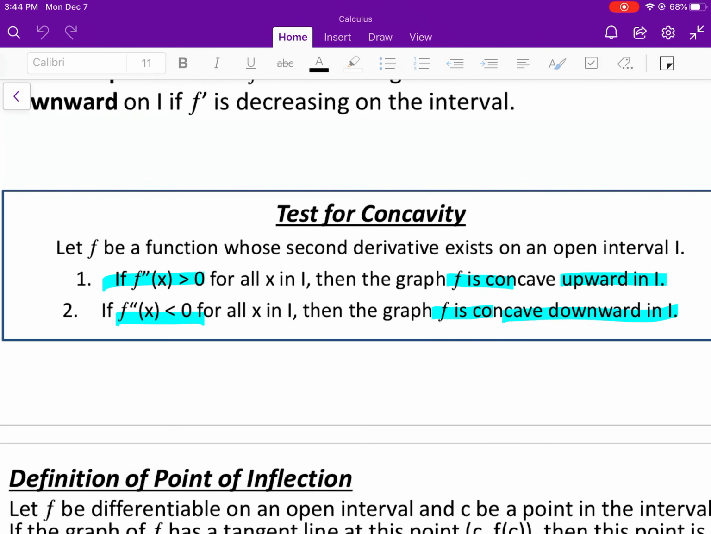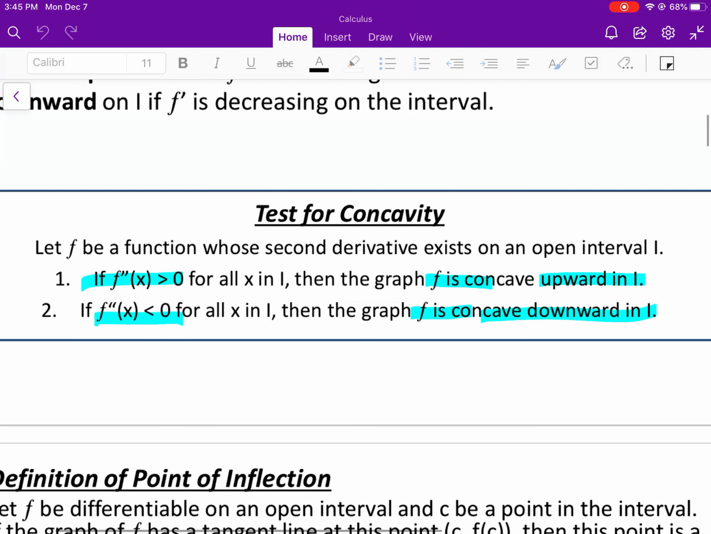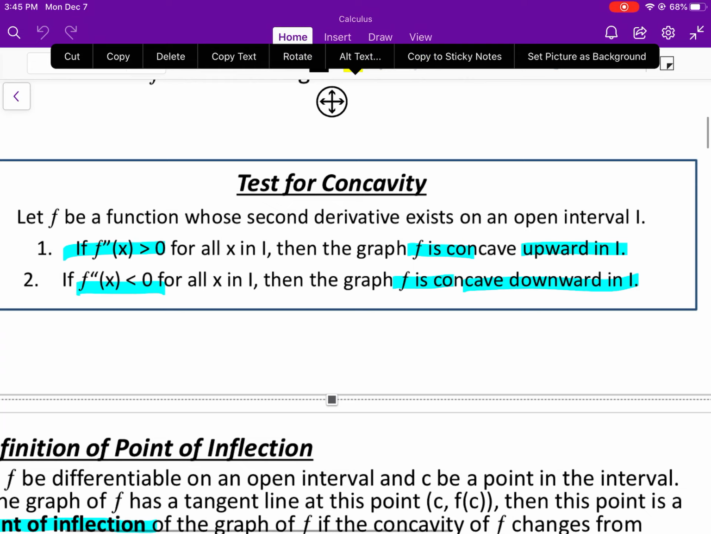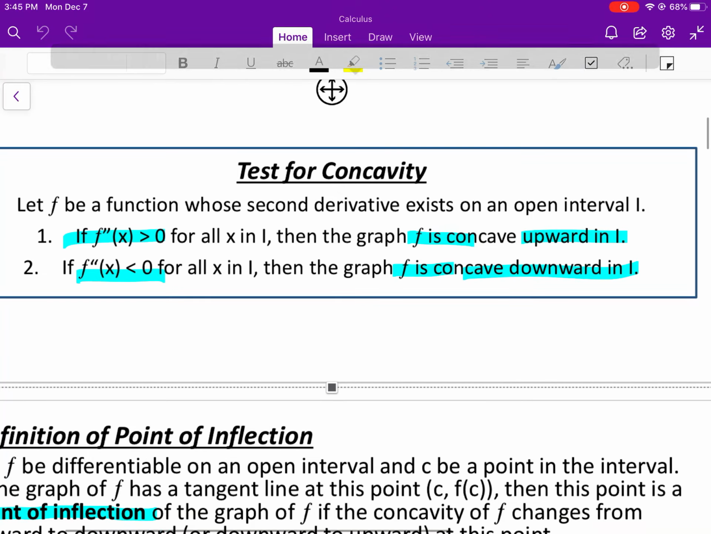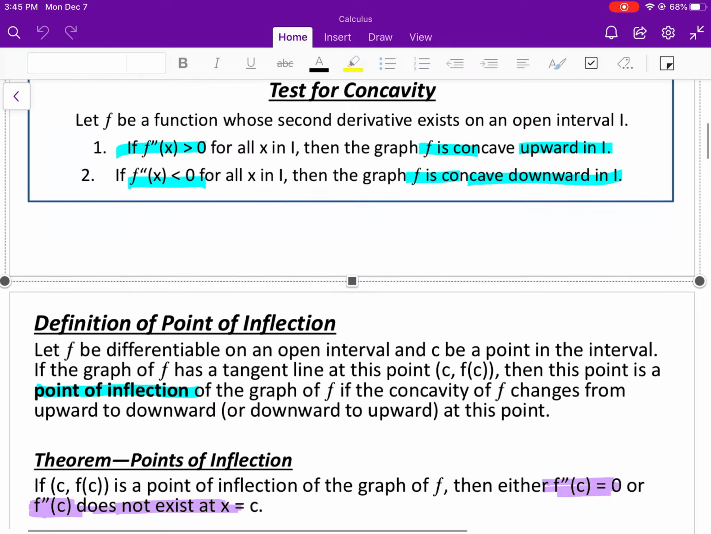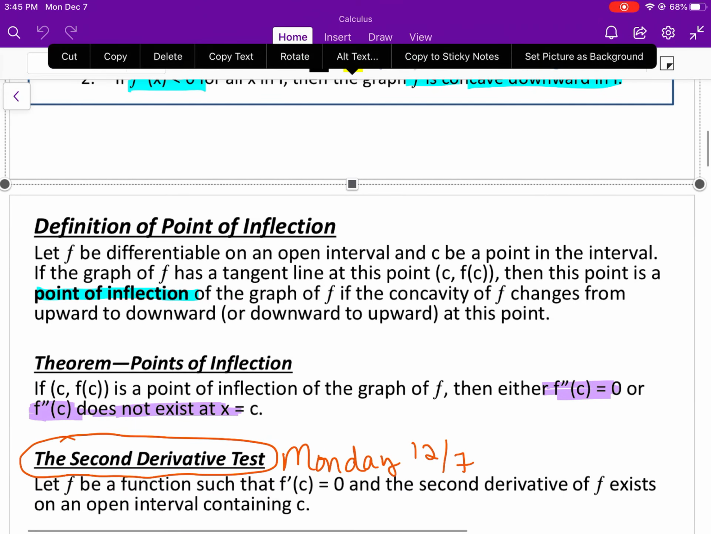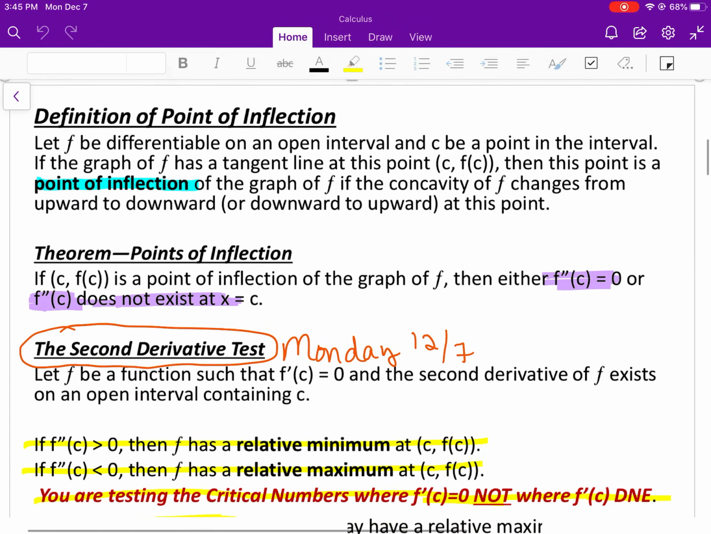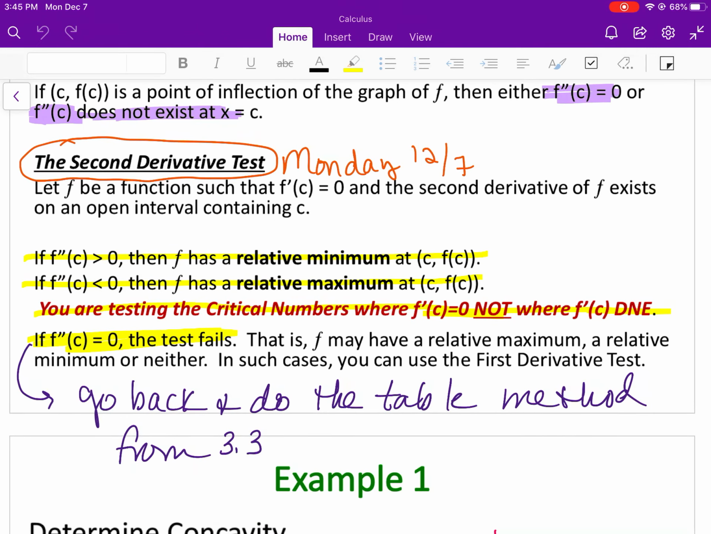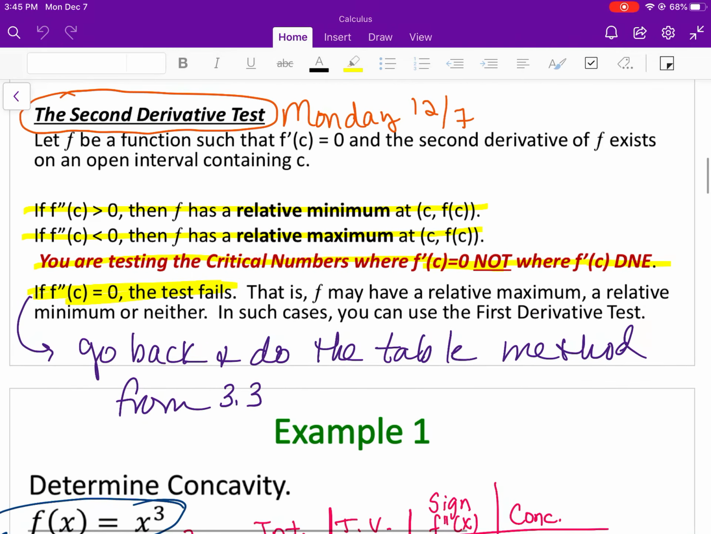When your second prime is positive, your function's going to be concave up. And when your second derivative is negative, your original function will be concave down. We call the change in inflection a point of inflection. And the second derivative test I will cover in the next video.